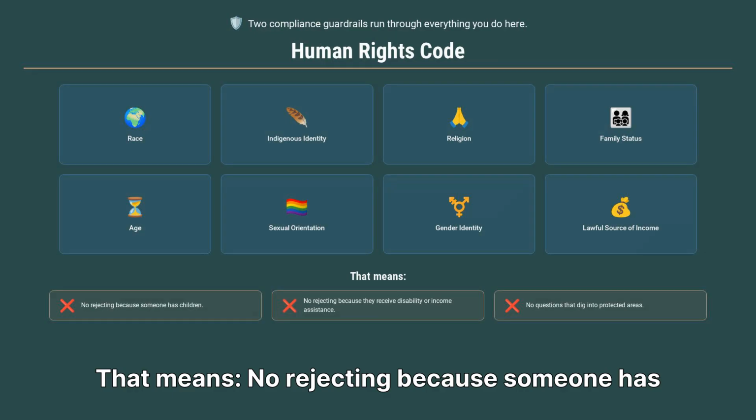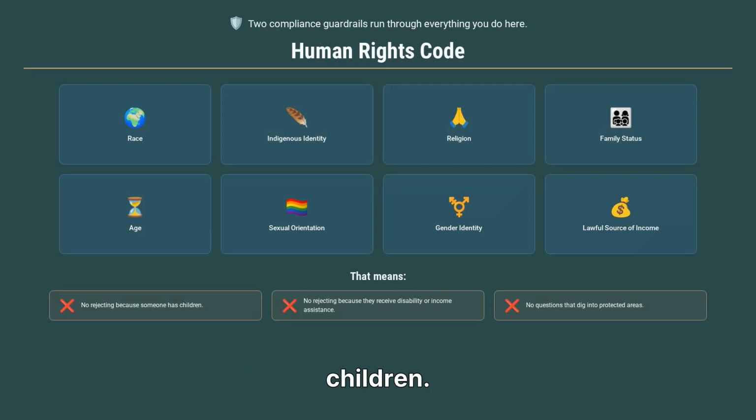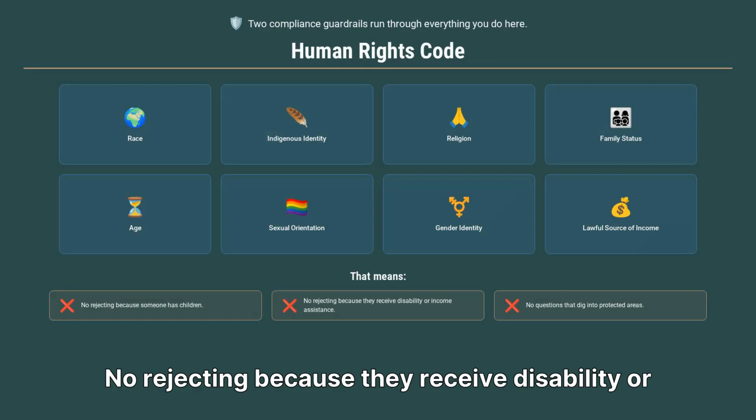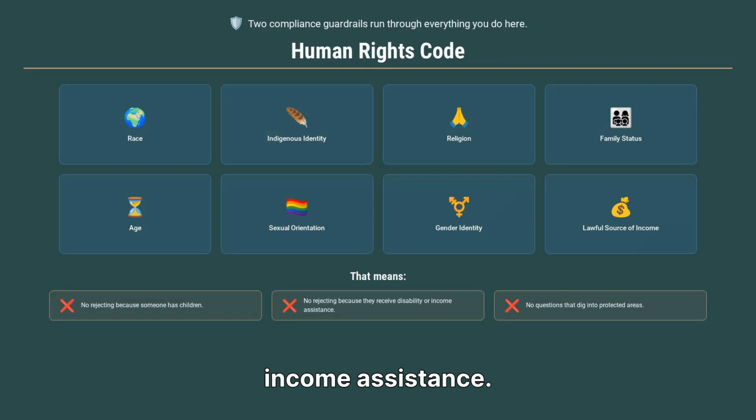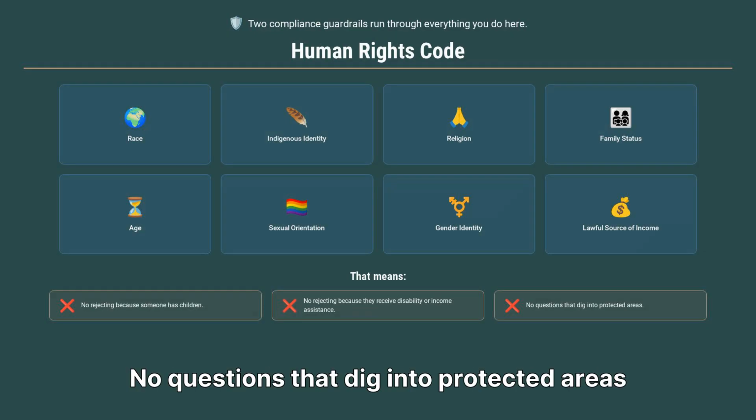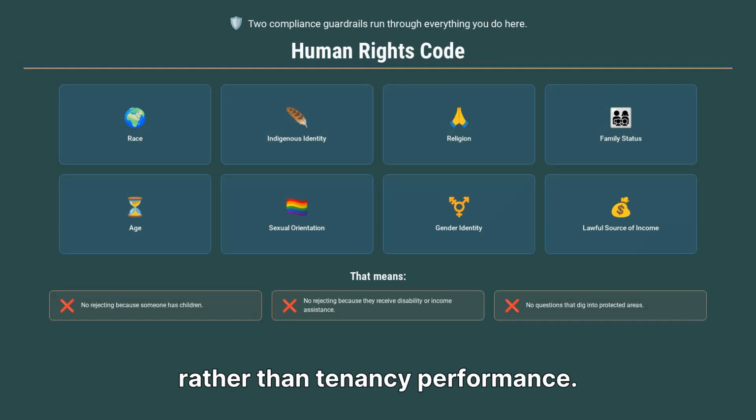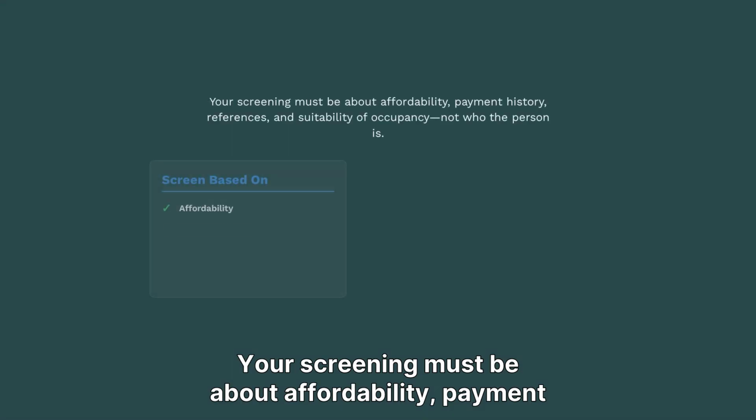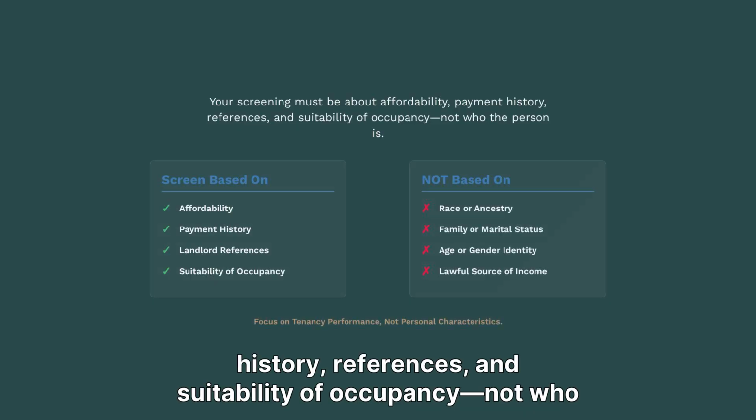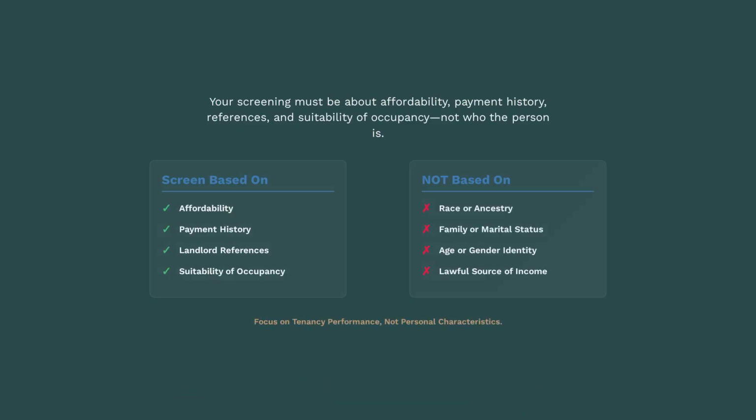That means no rejecting because someone has children. No rejecting because they receive disability or income assistance. No questions that dig into protected areas rather than tenancy performance. Your screening must be about affordability, payment history, references, and suitability of occupancy, not who the person is.